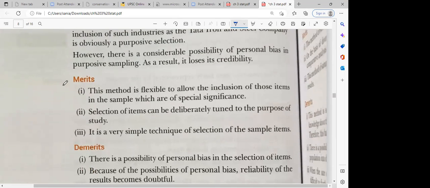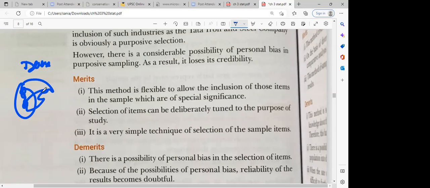Then, what are the merits of this? First of all, it is flexible enough to allow the inclusion of those items in the sample which are of specific significance. For example, I want dancers, so I will choose only dancers. Over here, I can include people whom I think are good in dance. These two people are good, but if I see one more student who is very good, I will choose him also as a sample. Then, selection of items can be deliberately turned to the purpose of the study.